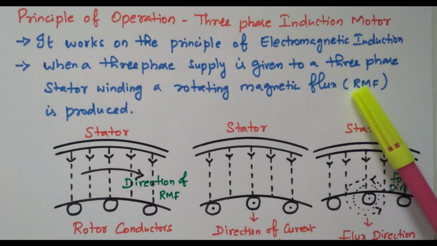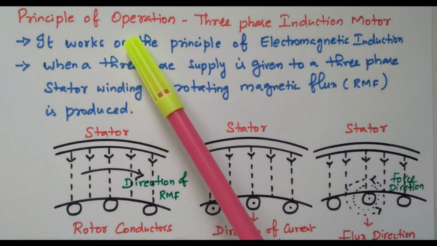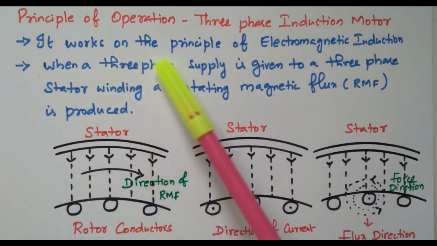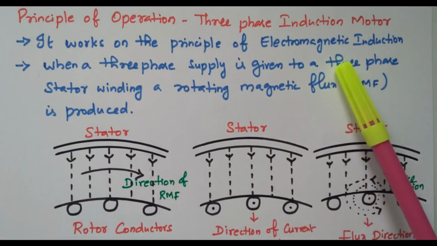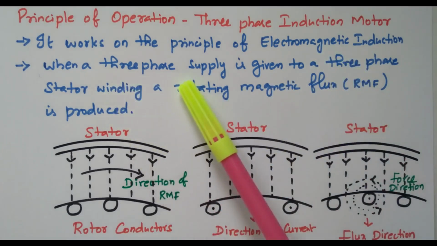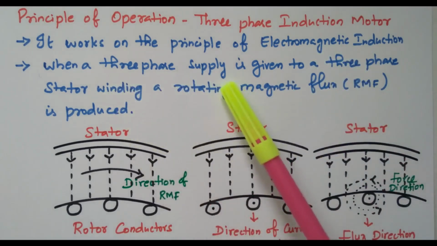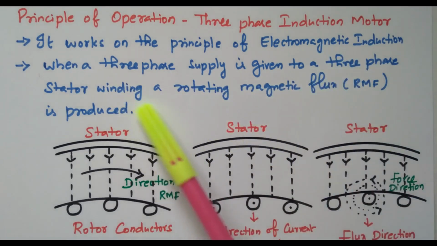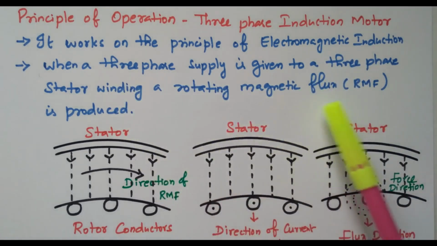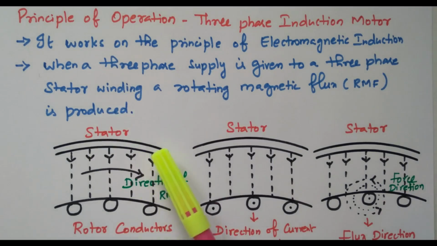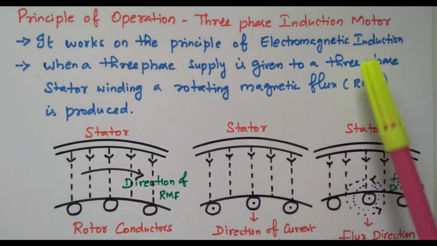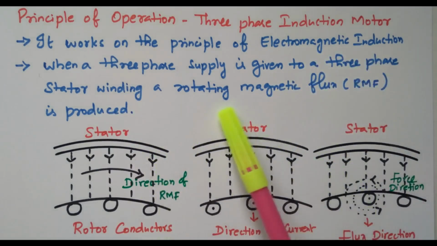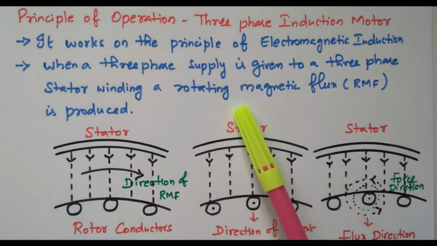Now we'll go to the topic, three phase induction motor working principle. It works on the principle of electromagnetic induction. When a three phase supply is given to the three phase stator winding, a rotating magnetic flux, RMF, is produced. So it is based on electromagnetic induction. The rotating magnetic field is produced in the stator while giving the supply.